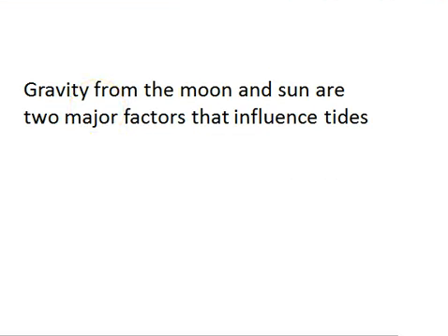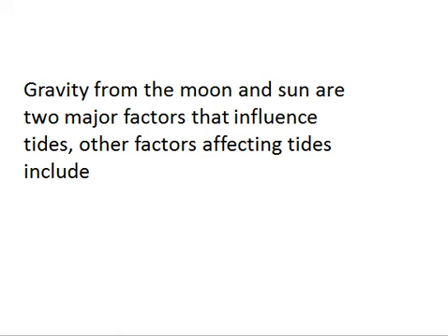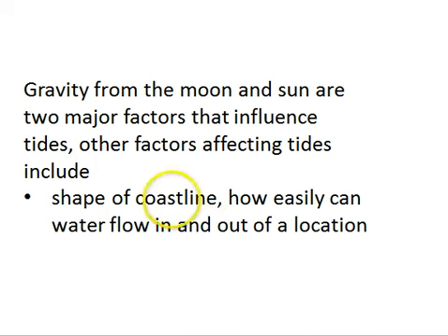Alright, now, we looked at gravity from the moon and sun. These are two major factors that influence tides, but there are lots of other things, right? One thing is that if we look at the moon's orbit, and I'll exaggerate here a lot, because it's pretty circular, but the moon's orbit is not perfectly circular, so sometimes the moon is closer to the Earth than other times, right? And that can cause bigger tidal swings. There are other factors as well. Local factors, such as the shape of the coastline, are big.